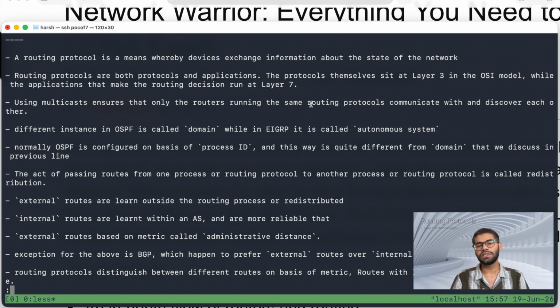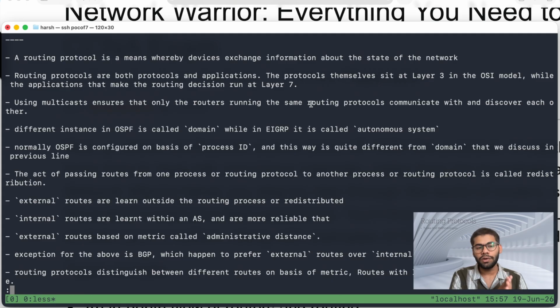Routing protocols are both protocol and application. The protocols themselves sit at layer 3 of the OSI model, while the application that makes the routing decision runs at layer 7. This is the kind of thing that was missing in CCNA, and for this type of content I'm making this video.